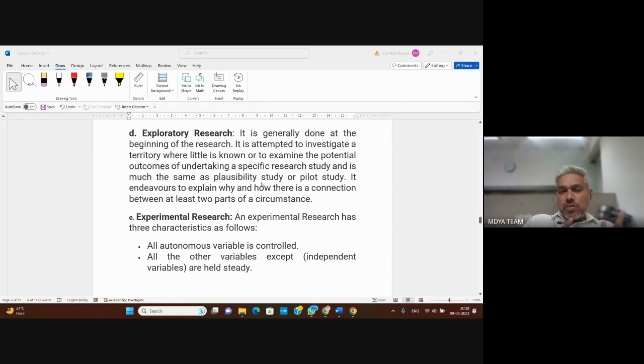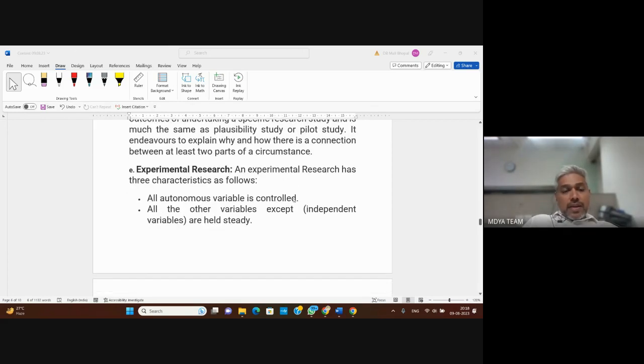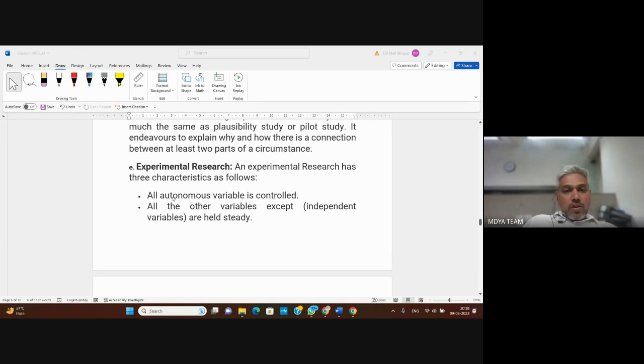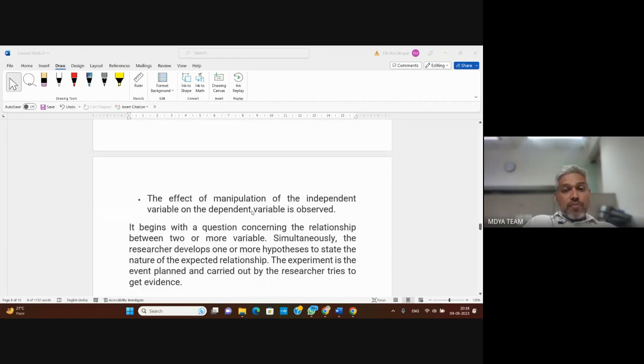And see, investigate a territory, it's mentioned here, where little is known, or to examine the potential outcome of undertaking a specific research study. Next is experimental research study. An experimental research has three characteristics as follows. The independent variable is controlled. All the other variables except the independent variable are held steady. The effect of manipulation of the independent variable on the dependent variable is observed.